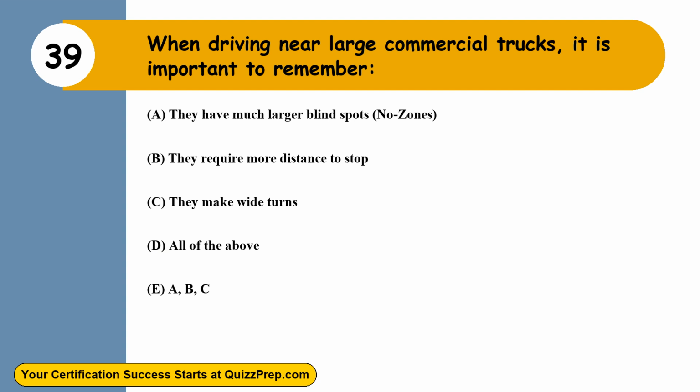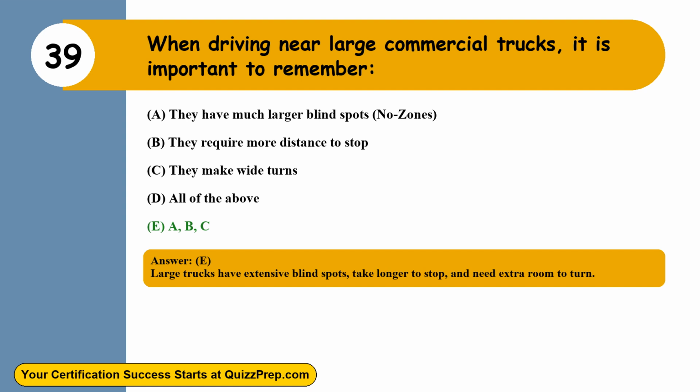Question 39. When driving near large commercial trucks, it is important to remember: Option A, they have much larger blind spots, no-zones. Option B, they require more distance to stop. Option C, they make wide turns. Option D, all of the above. Option E, A, B, C. The correct answer is option E, A, B, C. Large trucks have extensive blind spots, take longer to stop, and need extra room to turn.